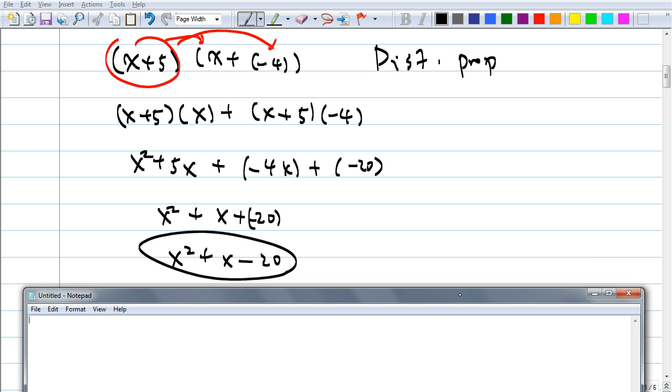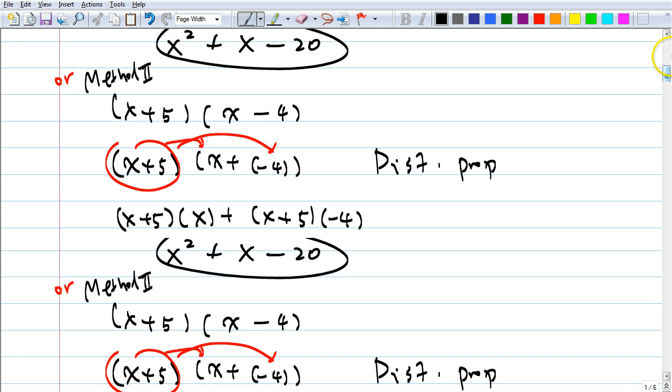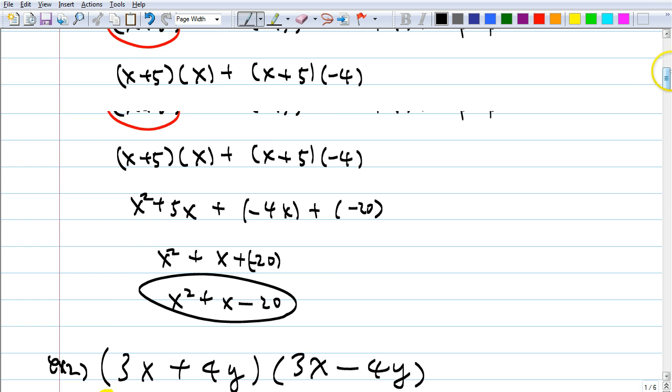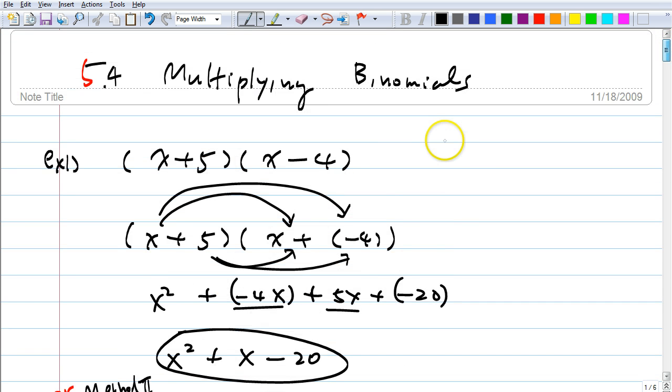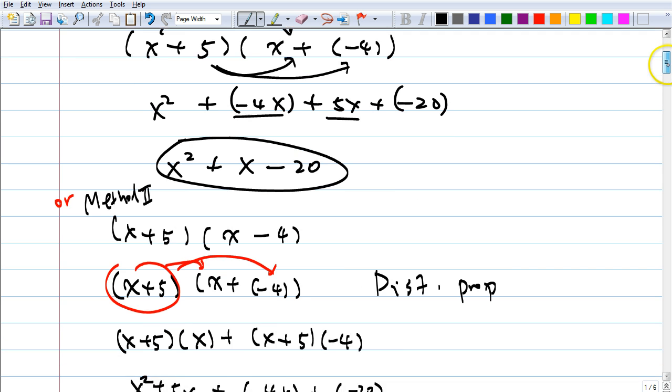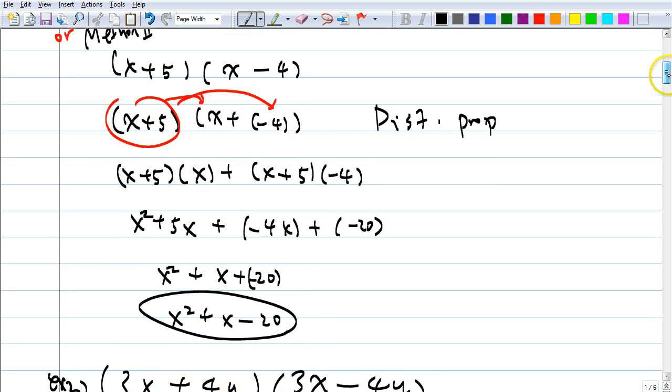Then let's move on. Like I said, not too many people do it this way, but this is actually why we were able to do that first method. A lot of you know this as FOIL, but I don't really do FOIL. But anyway, you multiply each of these terms the same way. Okay, let's look at example 2.